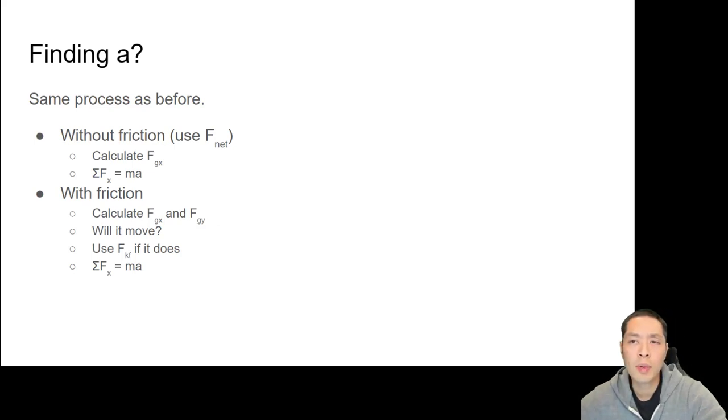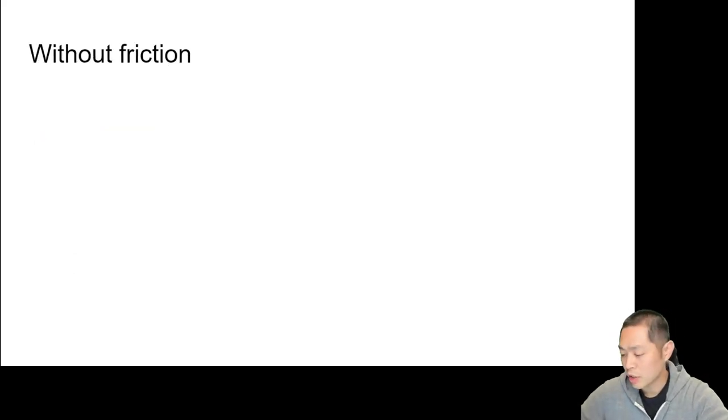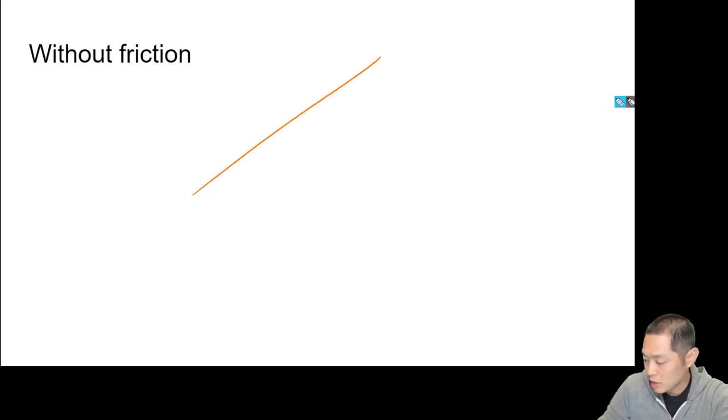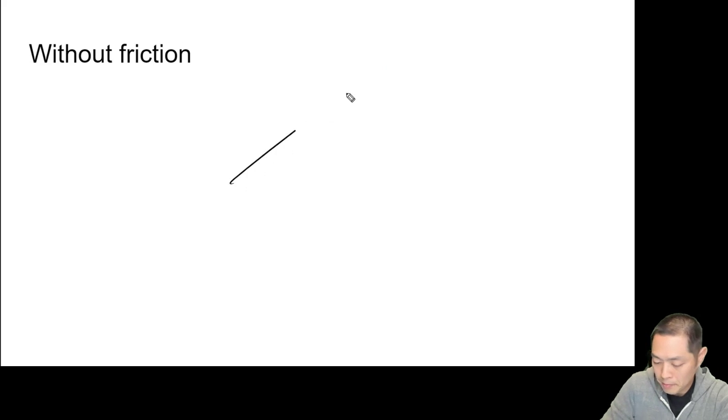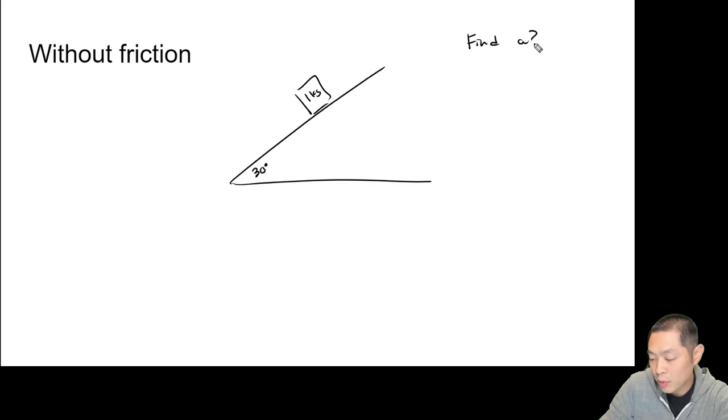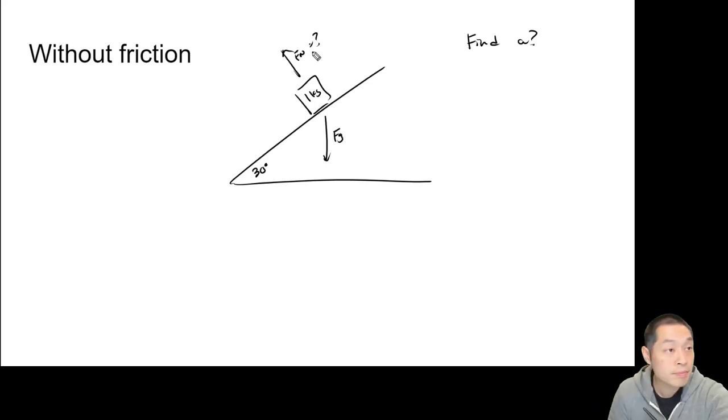So if we do a couple problems really quickly, without friction, let's just make up some things. So here is my slope. And here's my ground. Let's say it's 30 degrees. Here's my object. And let's say it has a mass of 1 kilogram. So we want to know what is the acceleration if there was no friction. Okay. We have two forces here that's acting on it, Fg and Fn. Unfortunately, you don't know what Fn is. In this case, we really don't need to know.